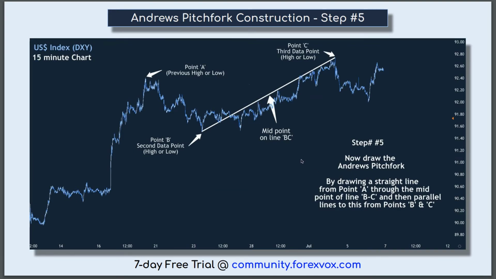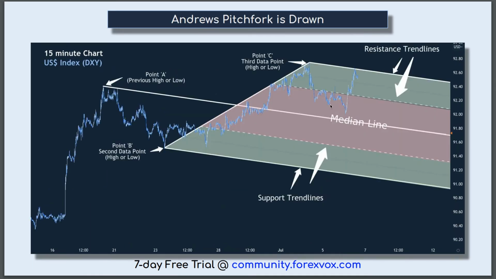And we do this by drawing a straight line from point A through the midpoint of line BC, and then parallel lines off of this median line from point B and from point C. So here we go. This is the Andrews Pitchfork drawn. So as we see here, the full Andrews Pitchfork with the three parallel lines.